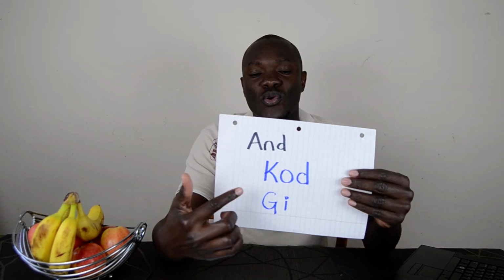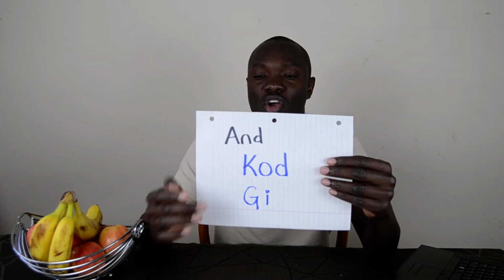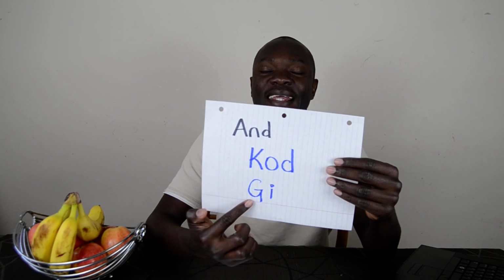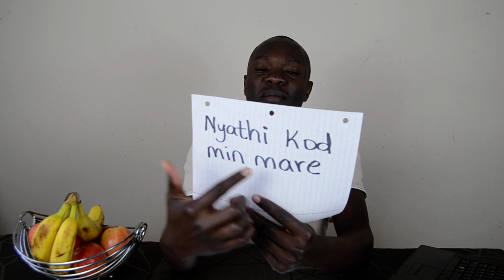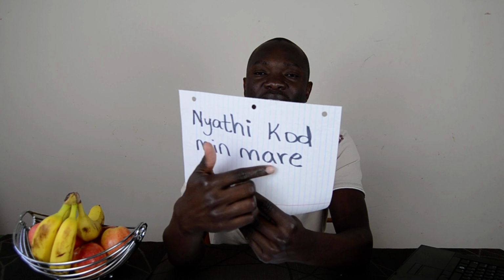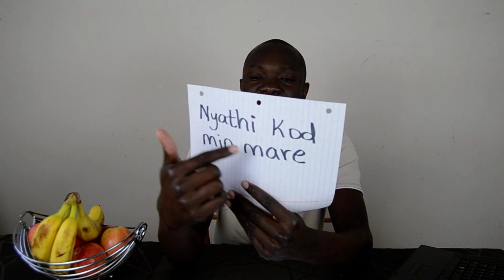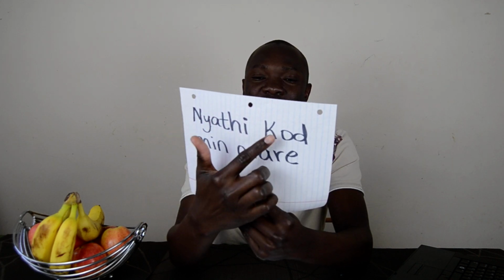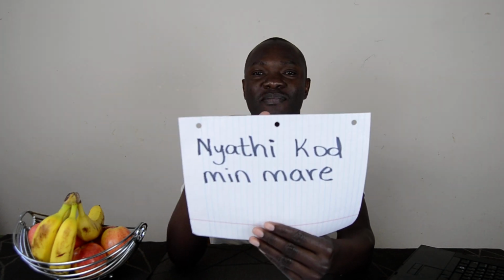This would translate to cod or gi. And in a sentence, I would say, Nyathi kod min mare. Baby and its mother. Min mare. So that translates to a child and its mother.